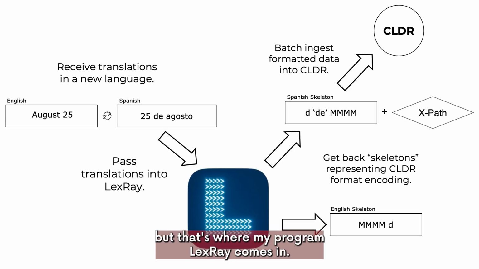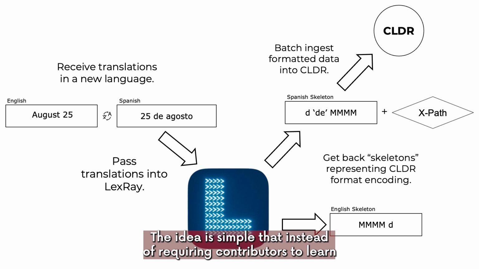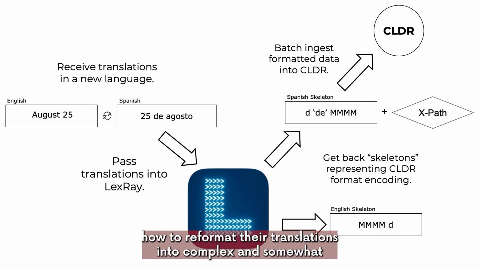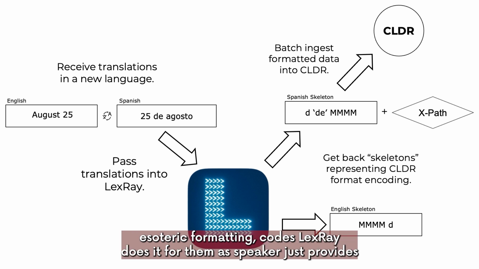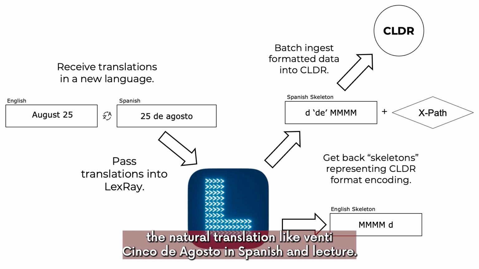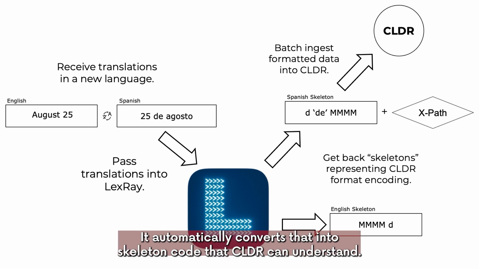But that's where my program Lexray comes in. The idea is simple, that instead of requiring contributors to learn how to reformat their translations into complex and somewhat esoteric formatting codes, Lexray does it for them. A speaker just provides the natural translation like 25 de agosto in Spanish, and Lexray automatically converts that into skeleton code that CLDR can understand.